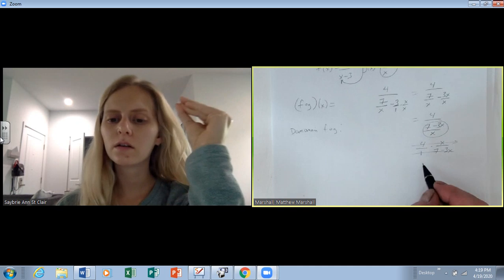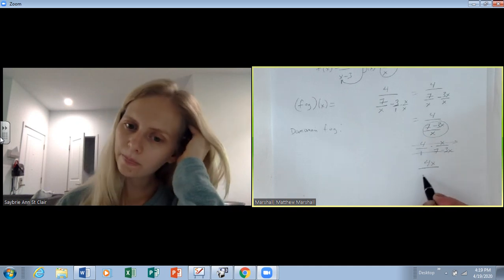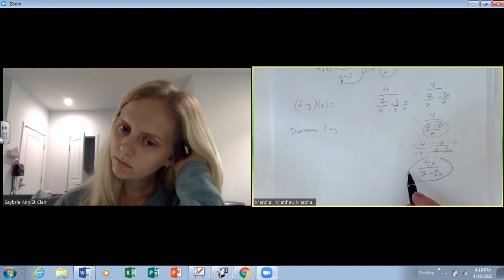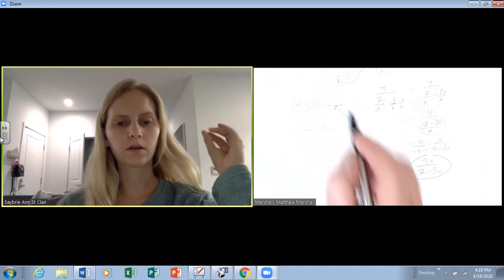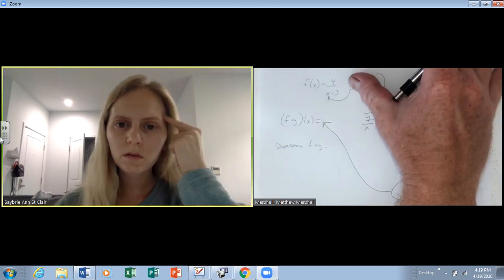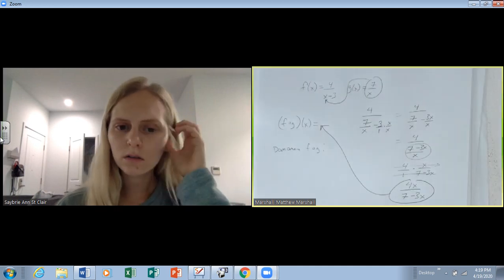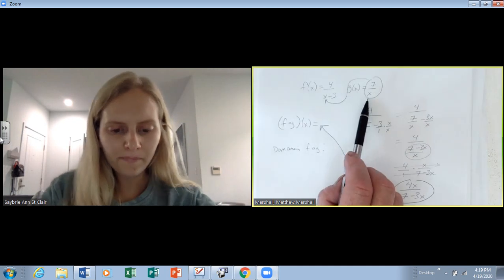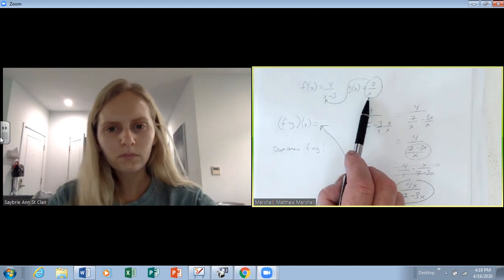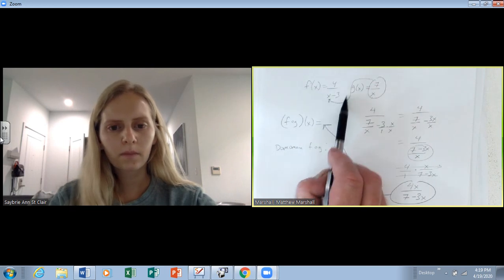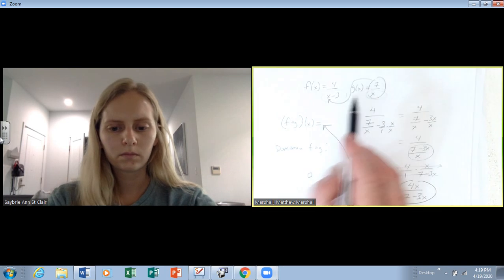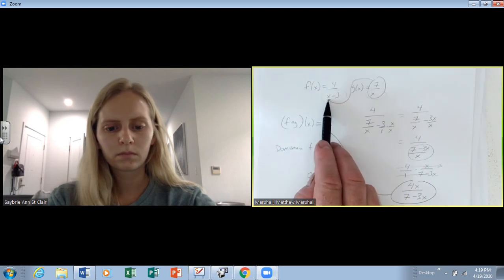So that gives me 4x over 7 minus 3x. So that answer, that's this one right here. And then domain can't be anything that makes this be 0 or anything that makes this right here be 0. So the two bad numbers, of course, are 0 and 3. Because, see how 3 makes that 0 right there, positive 3. So those are your bad numbers.